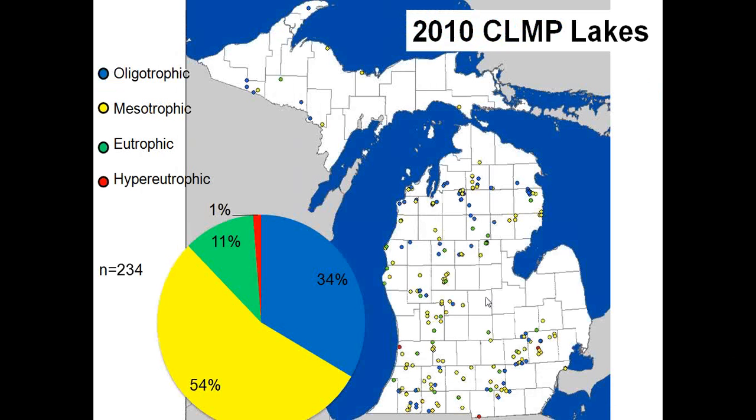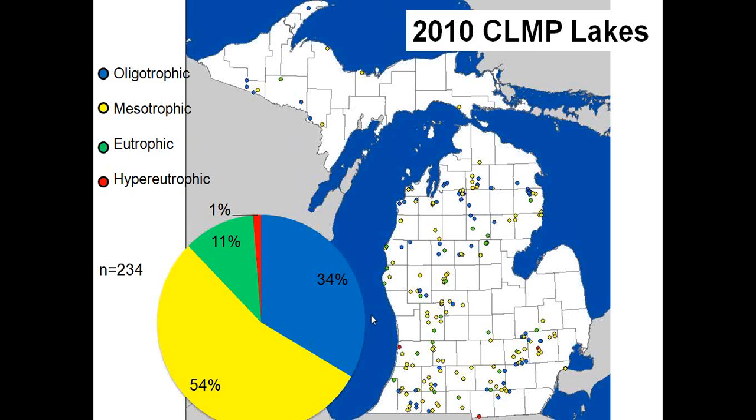Just to give you a sense of how lakes fall across the state, in 2010 I put this graph together just with the lakes that were enrolled that particular year. And honestly, from year to year, this changes very little. Most of the lakes, over 50% in Michigan, are mesotrophic, so they fall in that middle category. Moderate amount of nutrients, probably Secchi depths of 12 to 20 feet, somewhere in that range. And then there's a good portion of oligotrophic lakes as well.